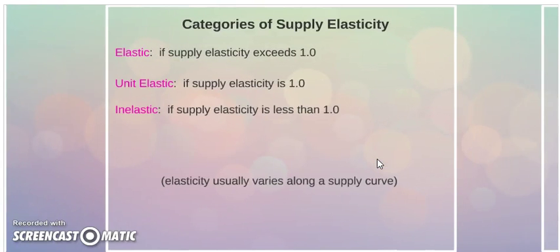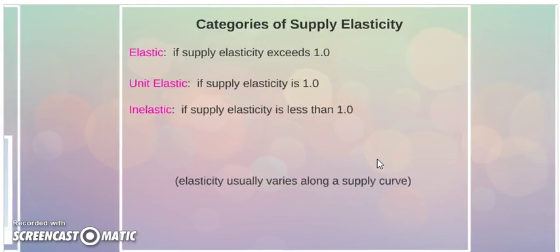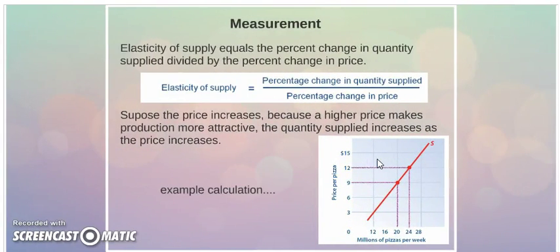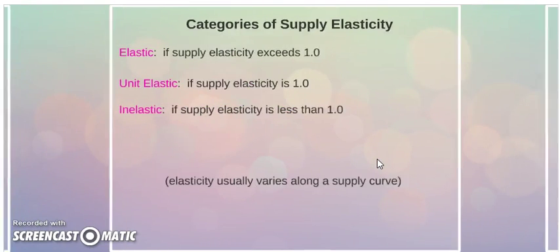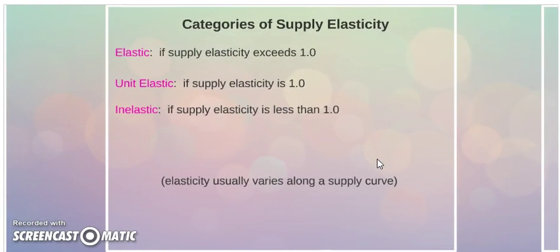The supply is elastic if the value you calculate is bigger than 1. It's unit elastic if the elasticity is exactly 1. And it's inelastic if the supply elasticity is less than 1. In this example, we had 0.67, so it is inelastic because our supply elasticity was 0.67.